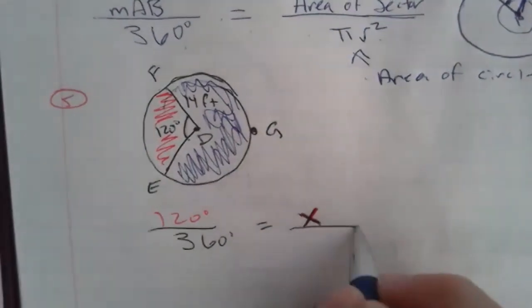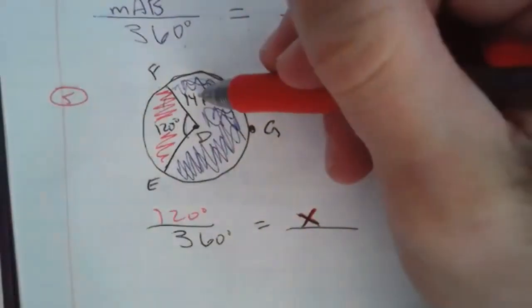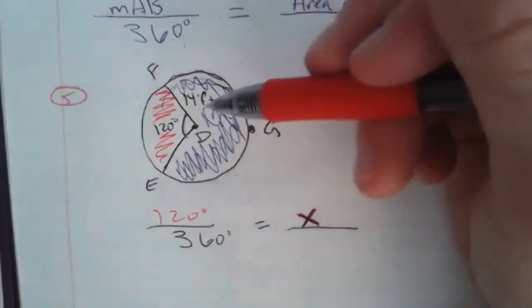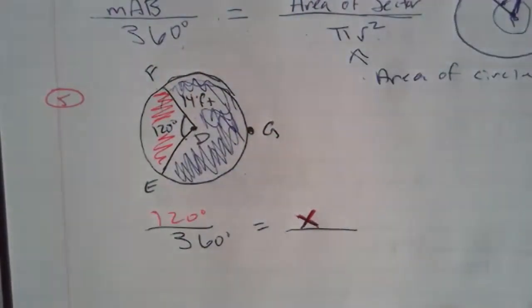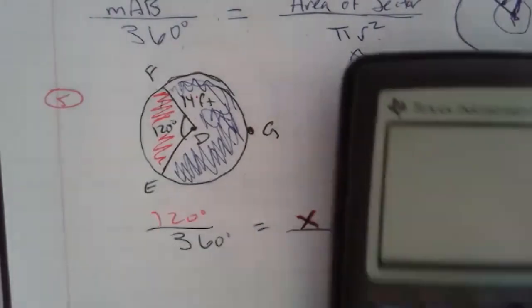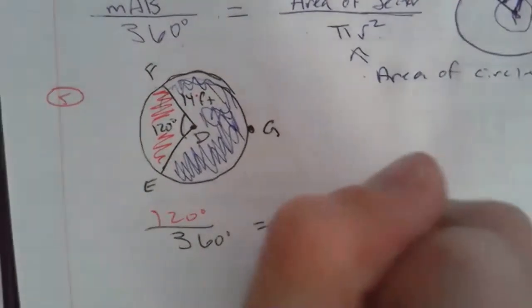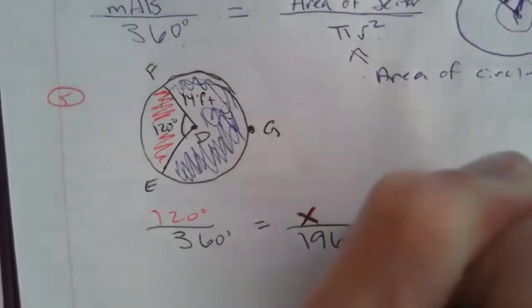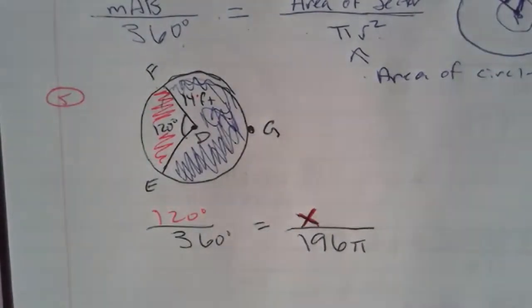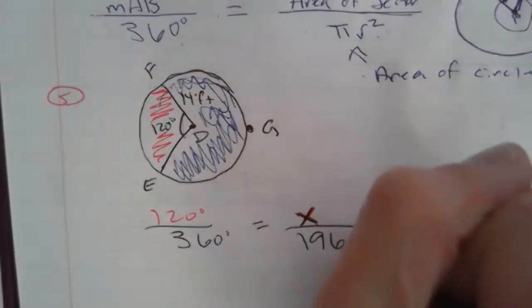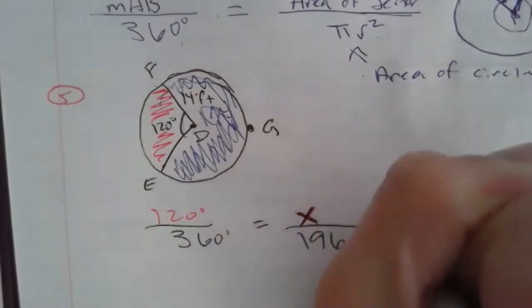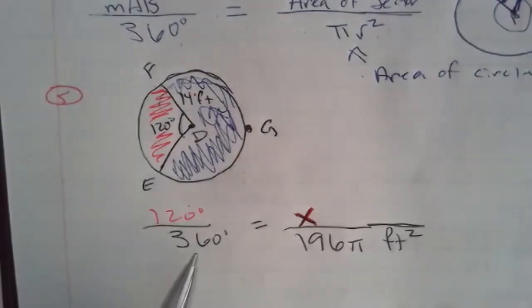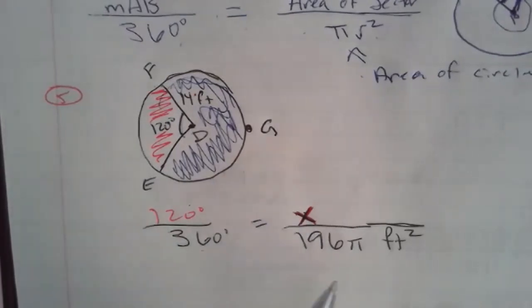Now, what is the area of my whole circle? Well, if my radius is 14, what's pi times 14 squared? Do you know what 14 squared is off the top of your head? If not, you have that. 196 pi. Do we know the units? Yes, we do. Feet squared. Okay, part, whole, part. That's what I'm looking for. Whole circle.